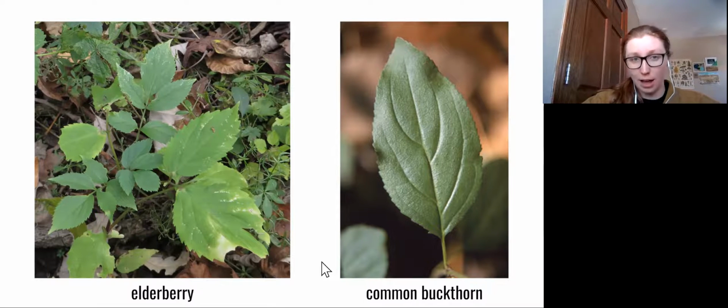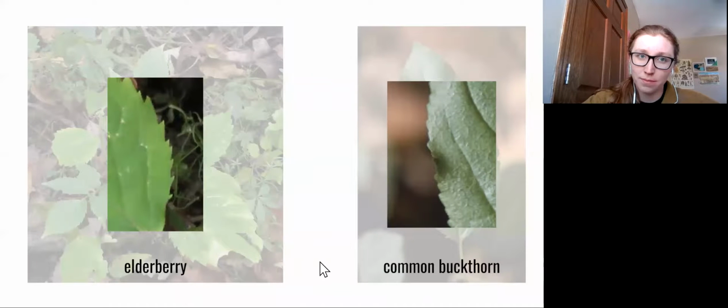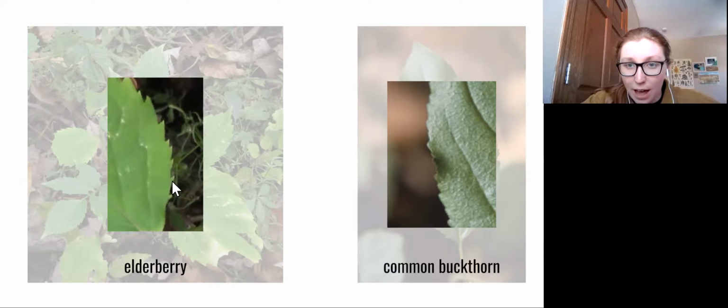Some leaves, like the elderberry here on the left, have more sharply pointed teeth on the edge of their leaves. It's subtle, but the teeth on the leaf margin of the elderberry are much sharper than those of the buckthorn, which are more rounded.